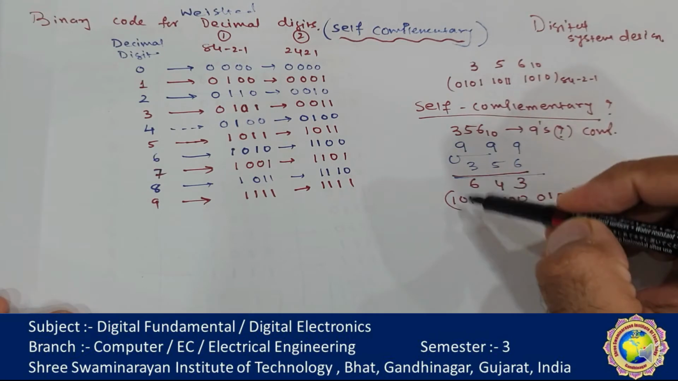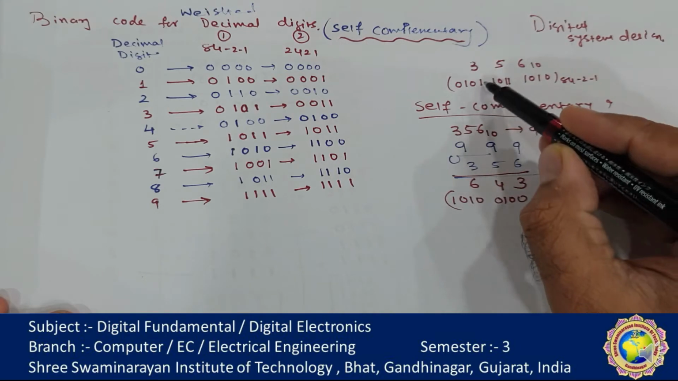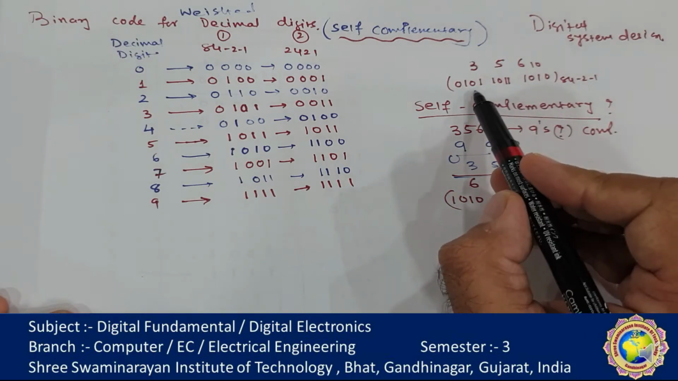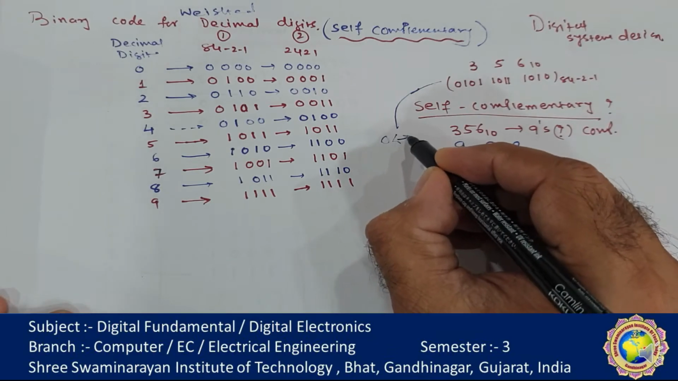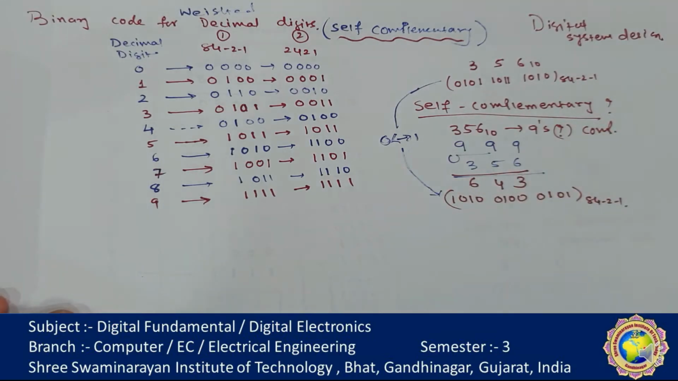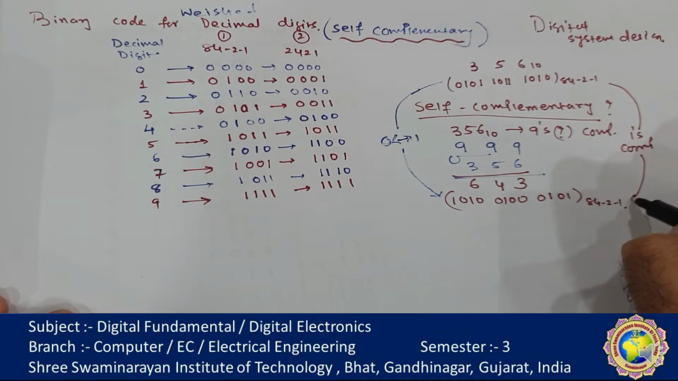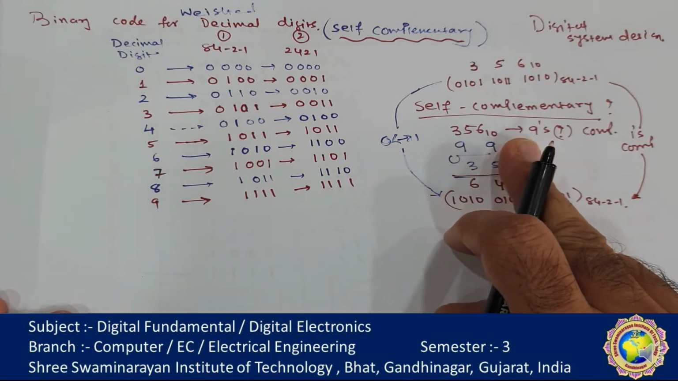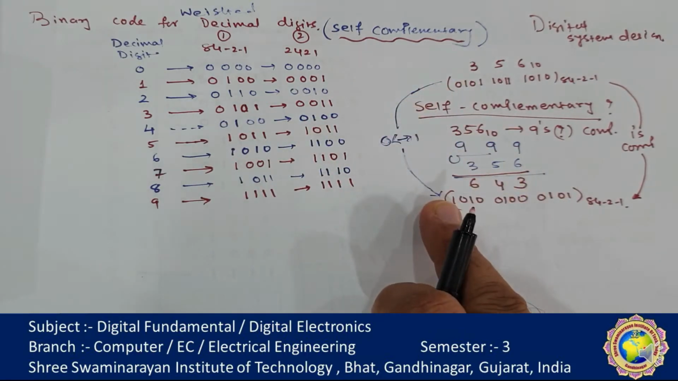Compare this number with this one. 0, so here 1; 1 is 0, 0 is 1 and 1 is 0. See, compare all these 12 digits: simply 0 and 1 are replaced with each other. And in binary we can say that it is the 1's complement of this. So for any decimal digit, the 9's complement equivalent in this coding system simply replaces 0 by 1 and 1 by 0.